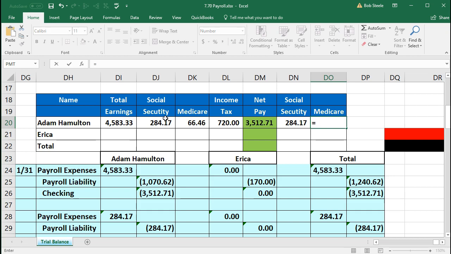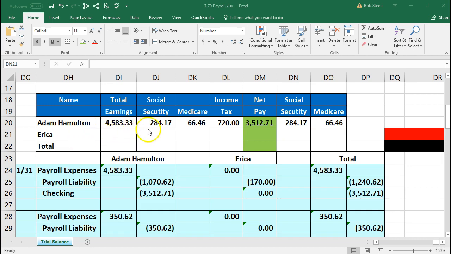Now again, there are some other rules with caps and whatnot with payroll taxes. We won't get into all the ins and outs of payroll taxes, but that's going to be an overview of how we're going to process the payroll, and that will be for Adam.